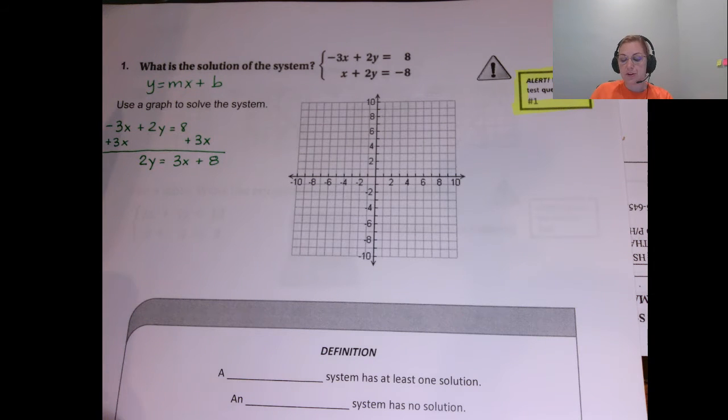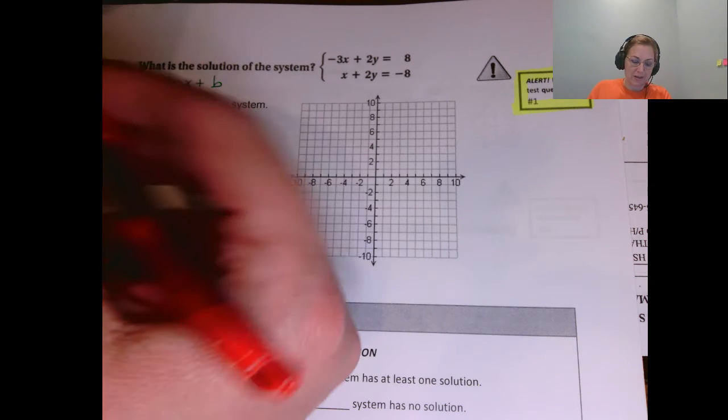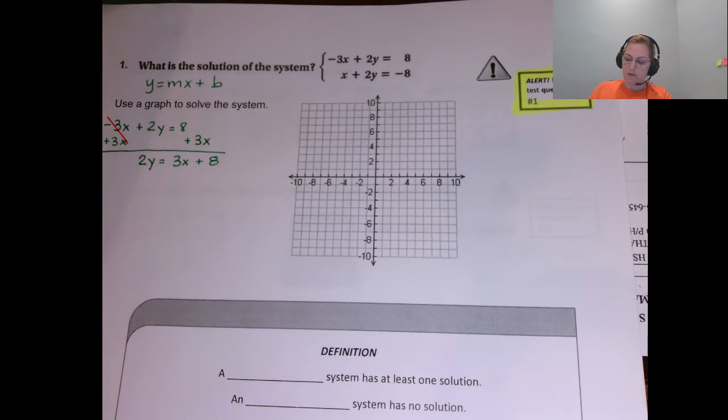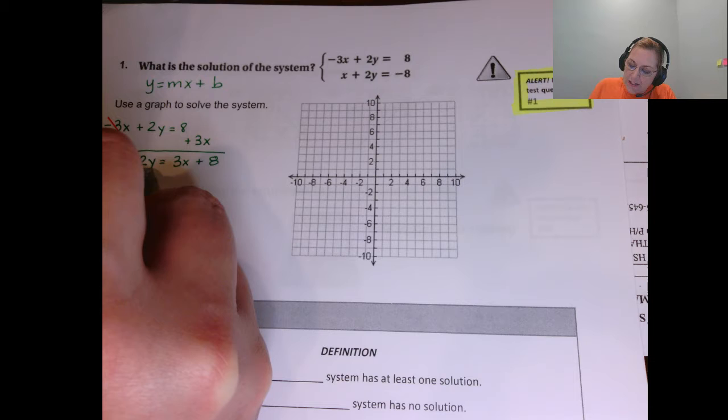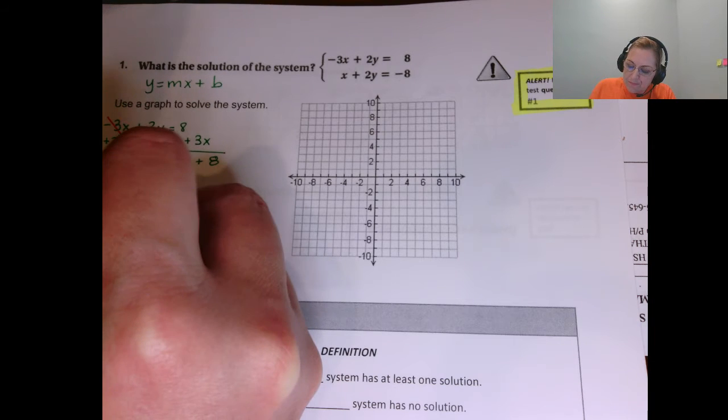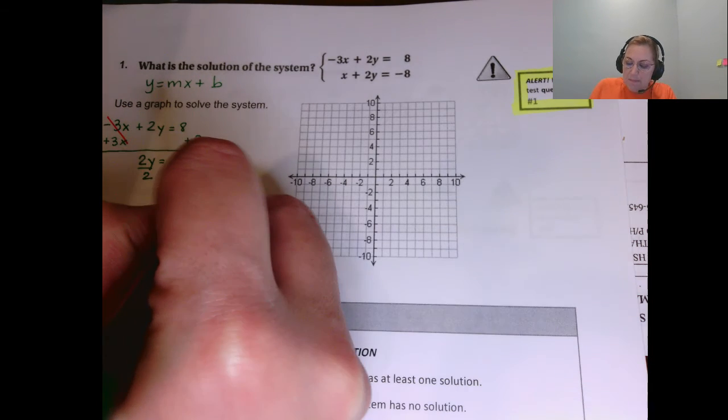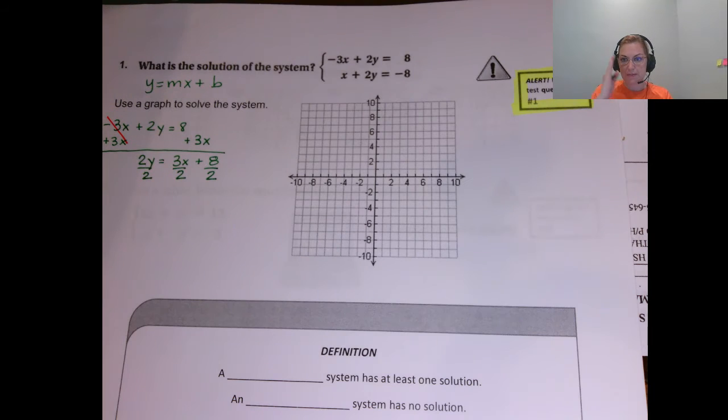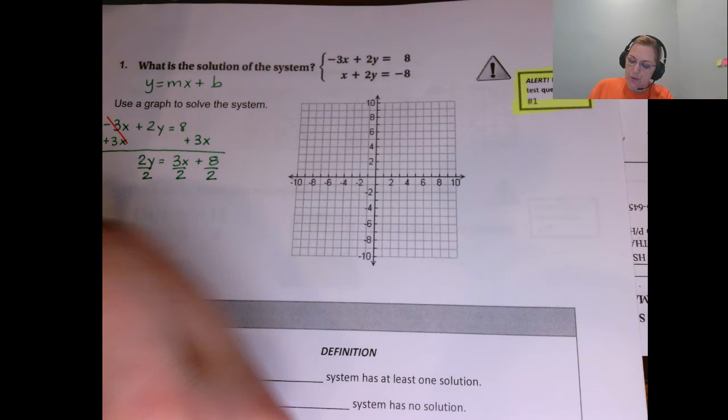You may be thinking to yourself, well, why didn't you write this down here? Well, look what we have, negative 3x plus 3x. Those cancel. So I'm going to mark those off. Okay, one last step to get y by itself. So I'm going to divide each term by 2. And I do it each term because I want to make sure I divide each thing by 2.